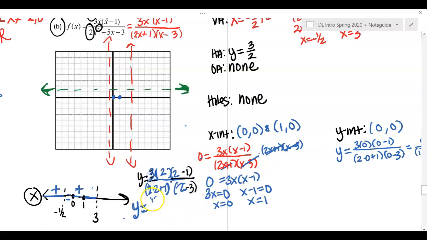So 3 is always positive, 2 is a positive, and 2 minus 1 will be positive. 2 times 2 is 4 plus 1 will be a positive. 2 minus 3 will be a negative. So all these positives make a positive. Positive times a negative will make a negative. A positive divided by a negative will be negative. And last but not least, I need to plug in a number bigger than 3. So let's say I pick 5.